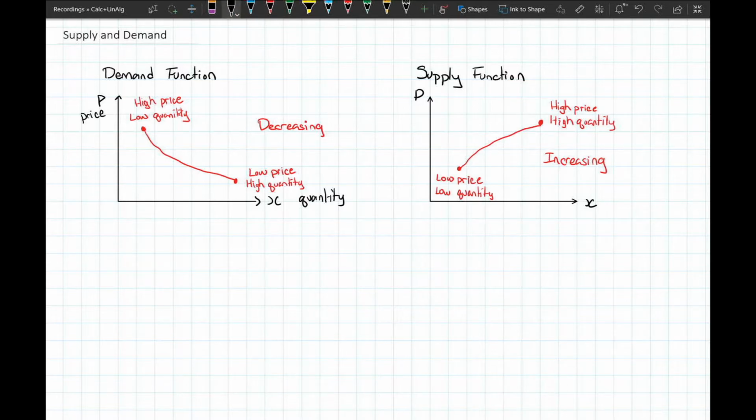Now the two pieces, the two components work together so that we don't end up with all products being high price, high quantity, because nobody wants high price, high quantity.